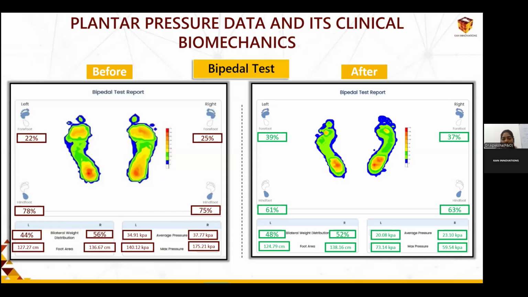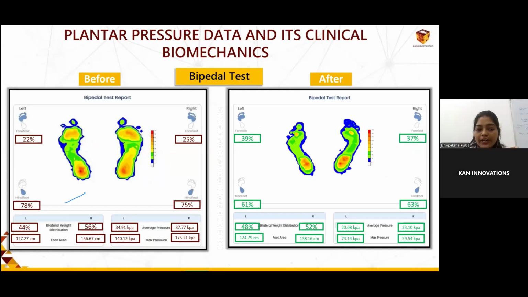So what will be the possibility of it? He may be having a heel pain or right side compensation. Maybe he is having a left side issue. So much more possibility you can gain from this.